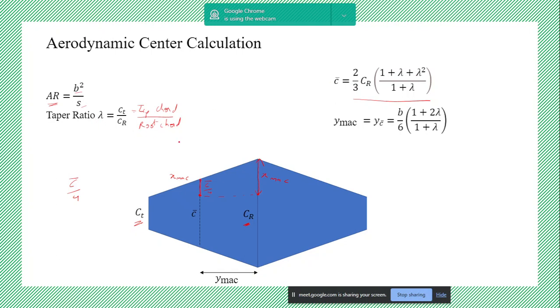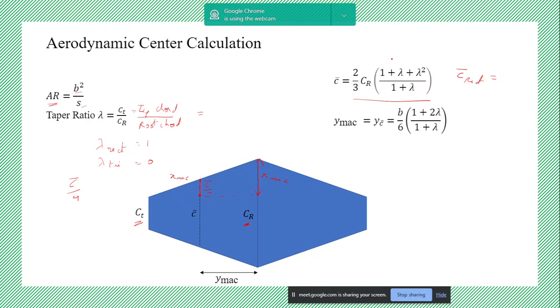Now, for a rectangular wing, if there is no taper, what will this taper ratio be? So, lambda for a rectangular wing will be what? 1. And if it's a triangular wing, 0. Did everybody get why it's 1 for rectangular and 0 for triangular? Yes, okay. So, what will the C bar for a rectangular wing be?